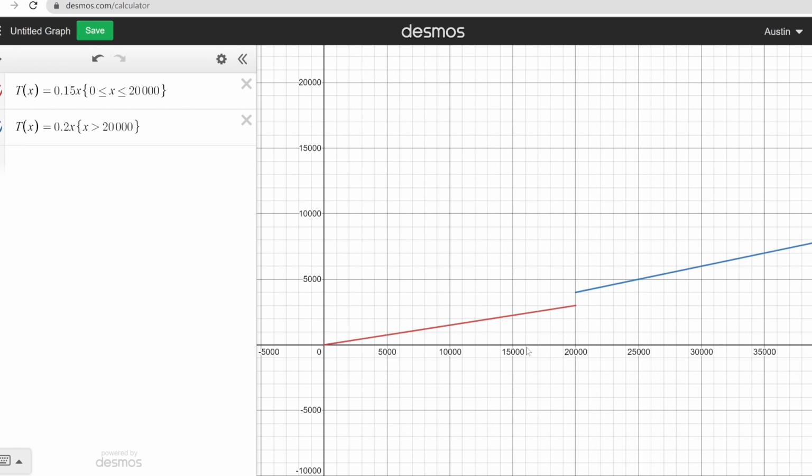And let's also note that X, remember that these numbers represent a person's income. Okay? While the Y values will represent a person's tax that they have to pay according to their income. And that's going to help us on the next question.